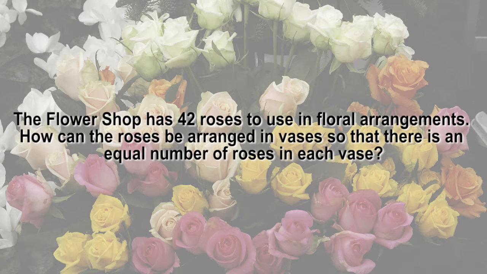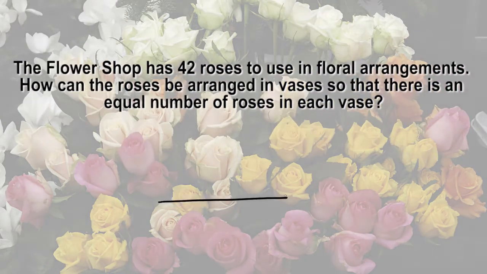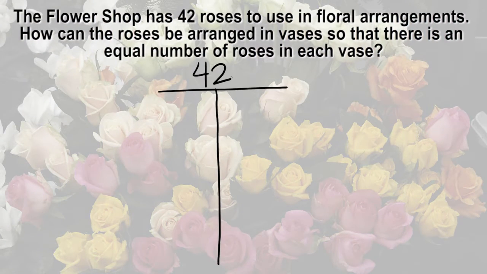The flower shop has 42 roses to use in floral arrangements. How can the roses be arranged in vases so that there is an equal number of roses in each vase? We will draw a T-chart and put the number 42 on the top. We know that 1 and 42 are a factor pair. We can then ask if 42 is divisible by 2. It is. 2 and 21 are a factor pair.